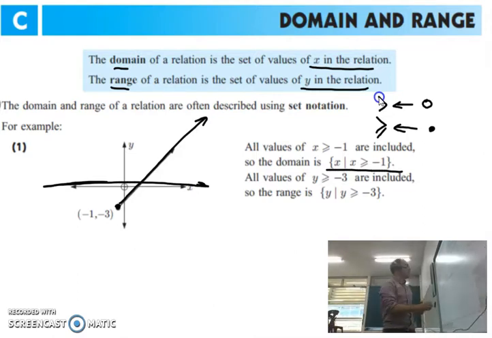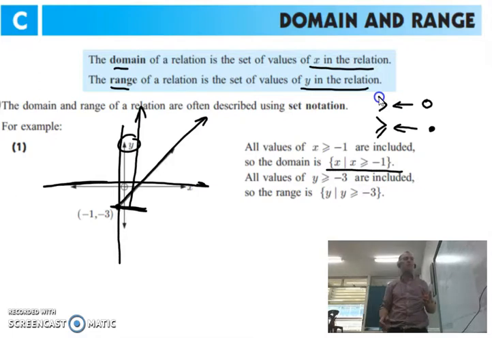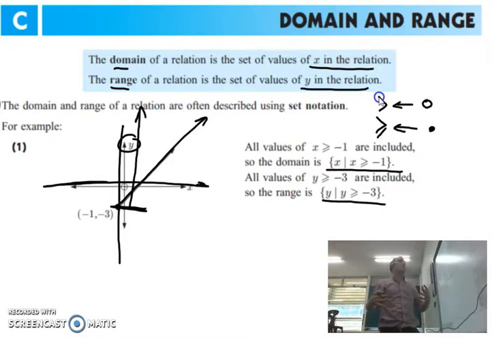We can see for the y, so our y-axis, that it goes as low as -3. But for every value, it keeps going up and up and up forever. So y is greater than or equal to -3. And again, we represent it: y belongs to, for all values of x, y is greater than or equal to -3.